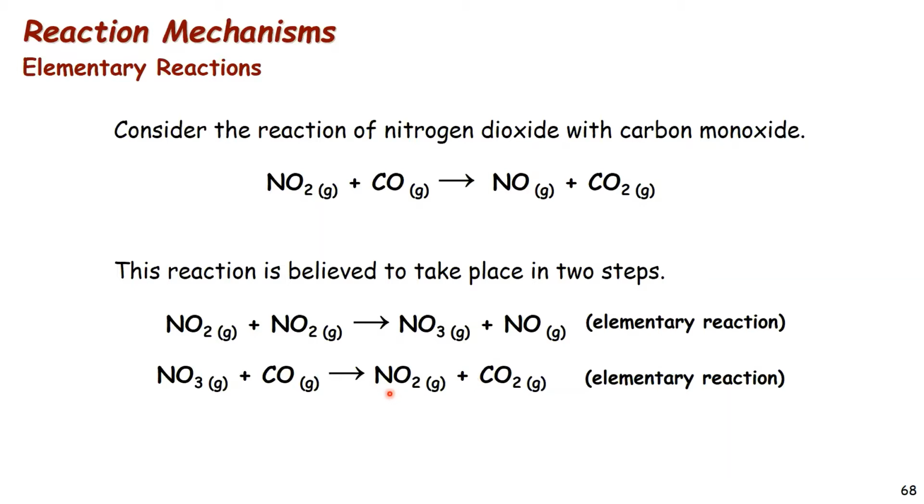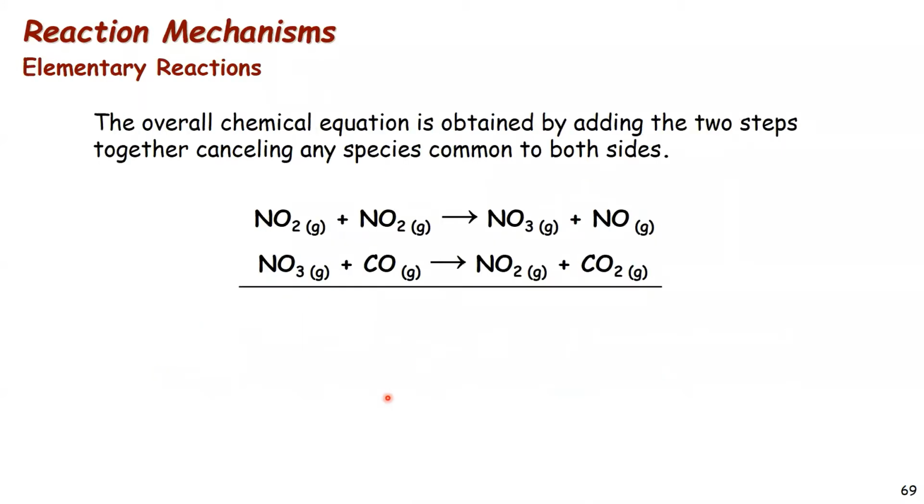So these are the elementary steps. These are the things that are actually occurring on the molecular level. To get the overall reaction, all we do is add up all the individual steps. In this case, there's only two. We're going to cancel anything that's the same from the reactant side to the product side. So I can see that I have nitrogen dioxide. There's one there, there's one there, so we're going to cancel out those two. There's no more nitrogen dioxide over here.